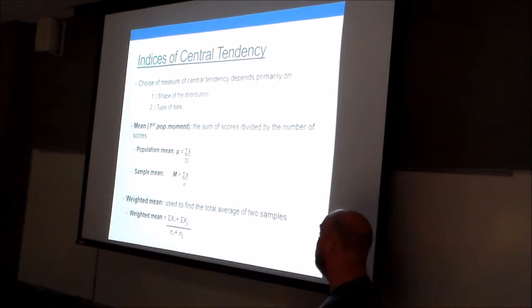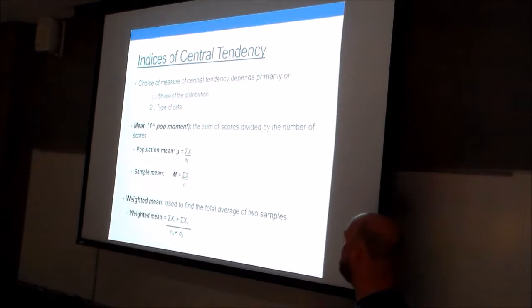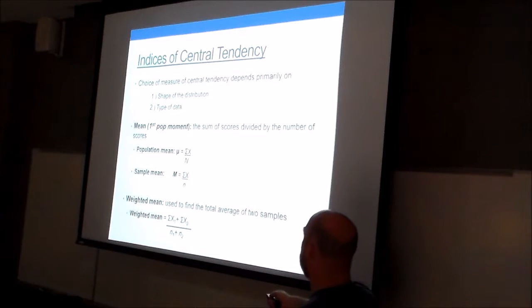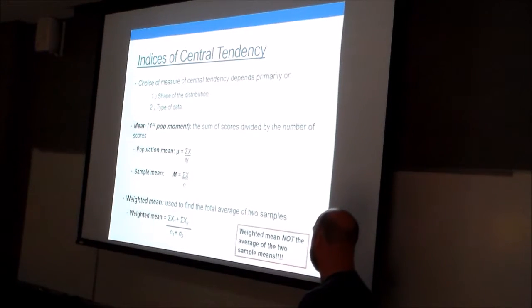All right. So this is just the straight mean. We can also calculate a weighted mean. This is what we're going to do to find the total average of two different samples. This is a little bit different. We're going to take the sum of all values in the first sample plus the sum of all values in the second sample, and divide it over the two samples together.